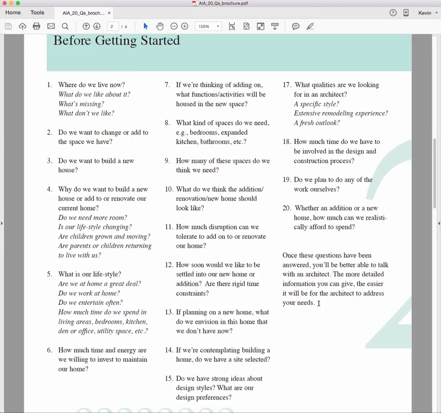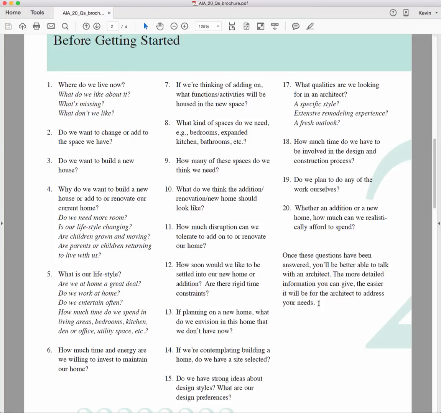So this comes into play because you do need to get the confidence of the people who are going to be your clients. Question 18, how much time do we have to be involved in the design and the construction process? There are times when people want to do a big project, but they don't want to invest any time in it. Well, custom designed software solutions take time from the stakeholders to tell us about their needs and to look at our designs and give us feedback.